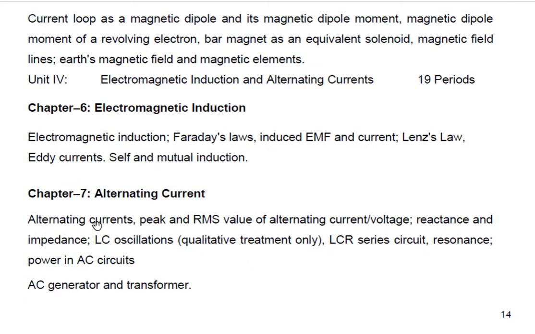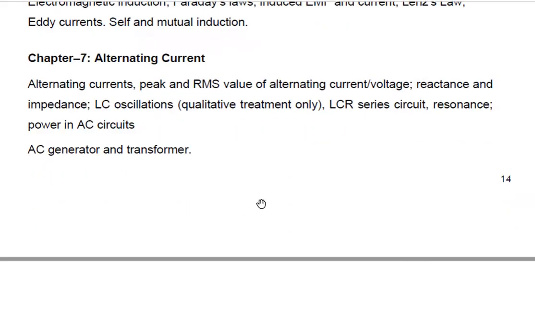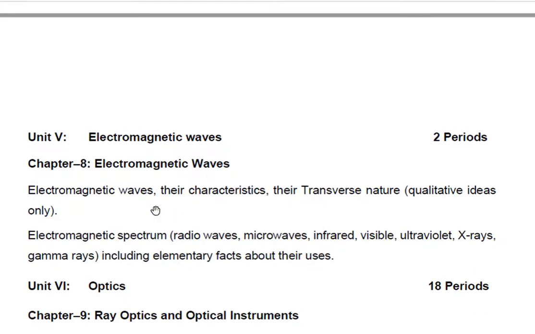And from chapter 7, the topics are alternating current, peak and root mean square value of alternating current and voltage, reactance and impedance, LC oscillator, only qualitative ideas for LC oscillator, LCR series circuit, resonance, power in AC circuit, AC generator and transformer. So from chapter 8, topics are electromagnetic wave, their characteristics, their transverse nature, only qualitative ideas for this topic.